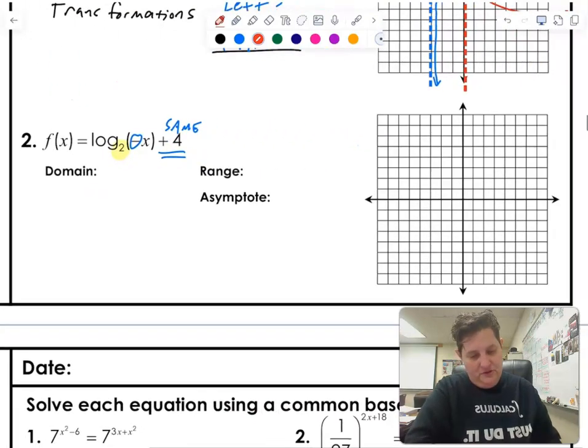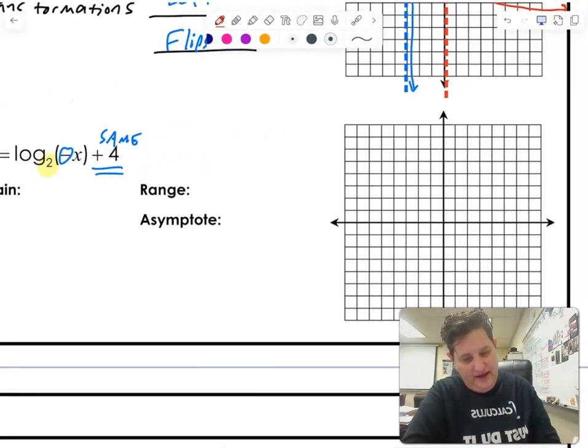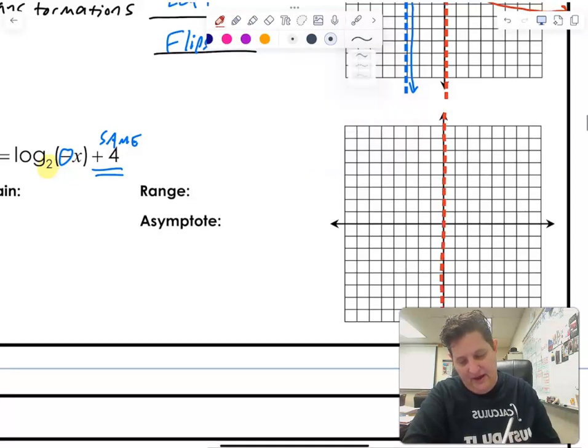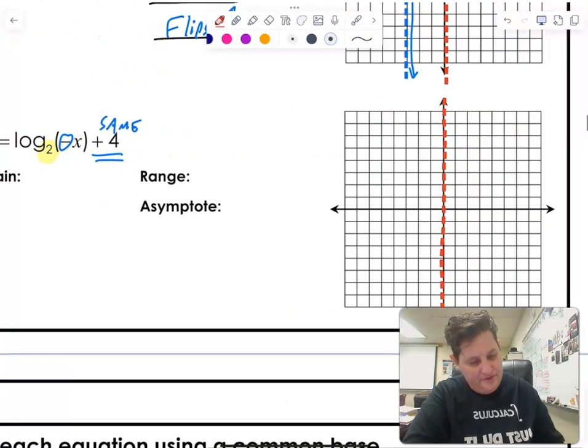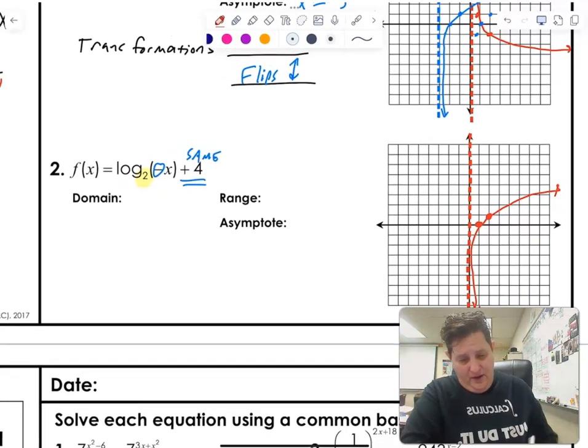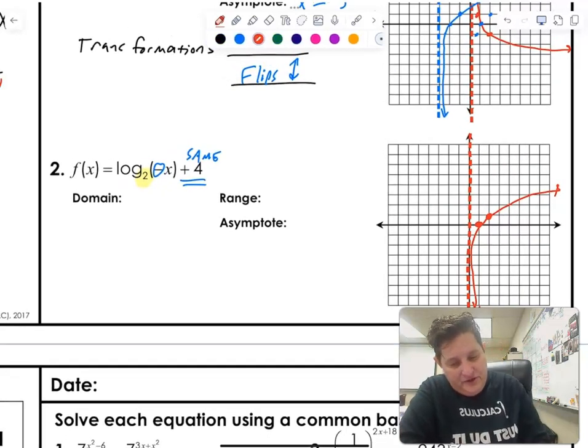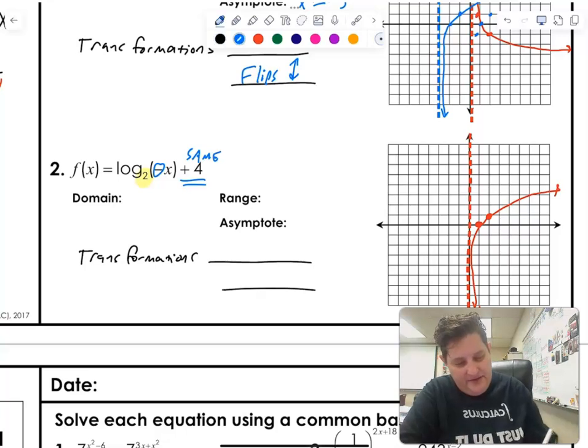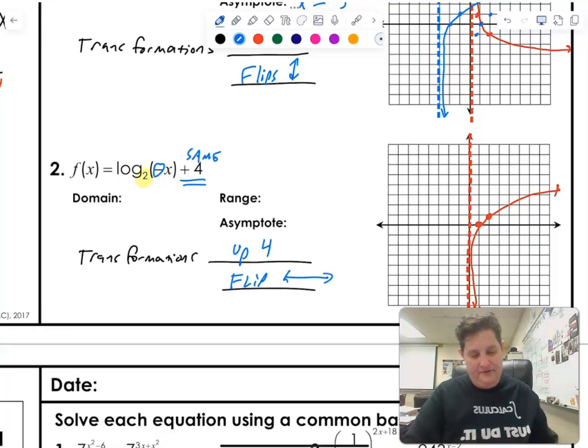Okay? So when I draw it, my initial asymptote is right down the middle. And my points are at 1, 0, 2, 1. All right? Make this a little bit lighter so I can transform it. Okay, now, my transformations for this one are, remember on the outside it stays the same, okay, it's up 4, and on the inside is where it flips it left to right, okay?